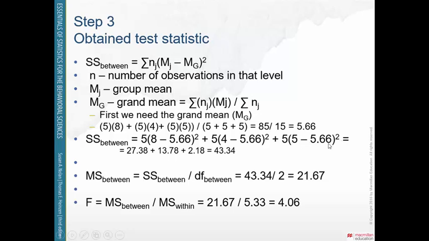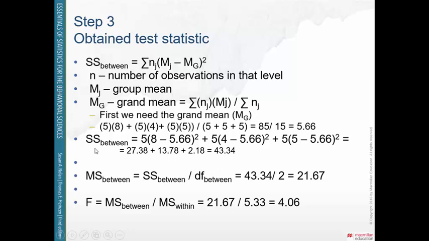I hope you have your calculator with you so you're figuring this out. What you have to do first is do this subtraction, then square it, then times by 5. Then you do this subtraction, square it, and times by 5. The order of operations is really important in getting the right answer. And if you do that, you end up with sums of squares between as 43.34.